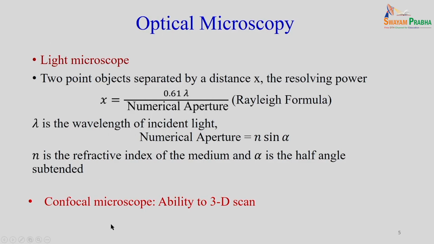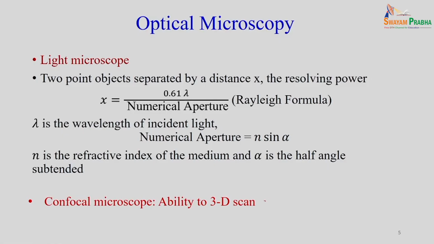Apart from this light microscope, recently we also use the confocal microscope, which has the ability to visualize objects in 3 dimensions, and is particularly very useful for biomacromolecules or biological samples, let us say for the cells or the membrane.